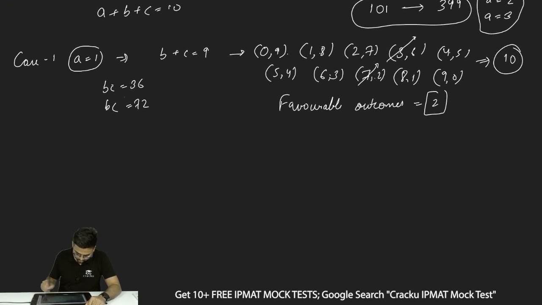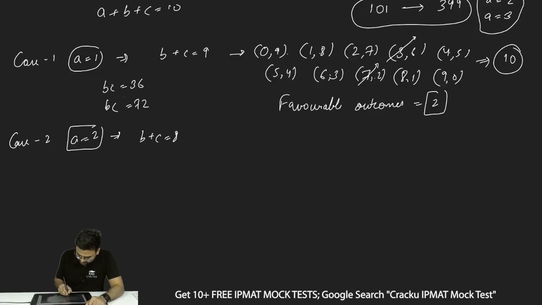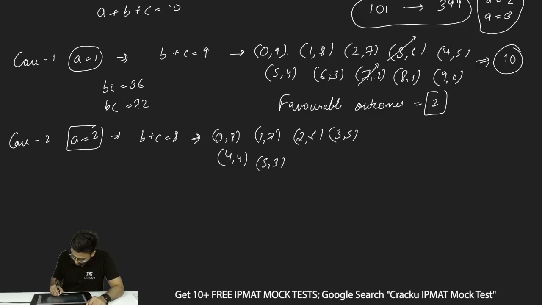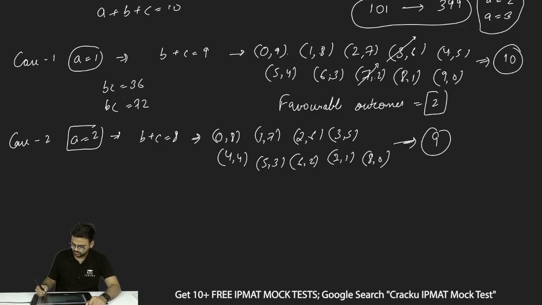Now we will take case 2, which is a equal to 2. So when a is equal to 2, what will happen? B plus c will be equal to 8. So the possible cases are 0, 8, 1, 7, 2, 6, 3, 5, 4, 4, 5, 3, 6, 2, 7, 1 and 8, 0. So there are in total 9 outcomes. In case 1 there were 10 outcomes. In case 2 there are 9 outcomes.